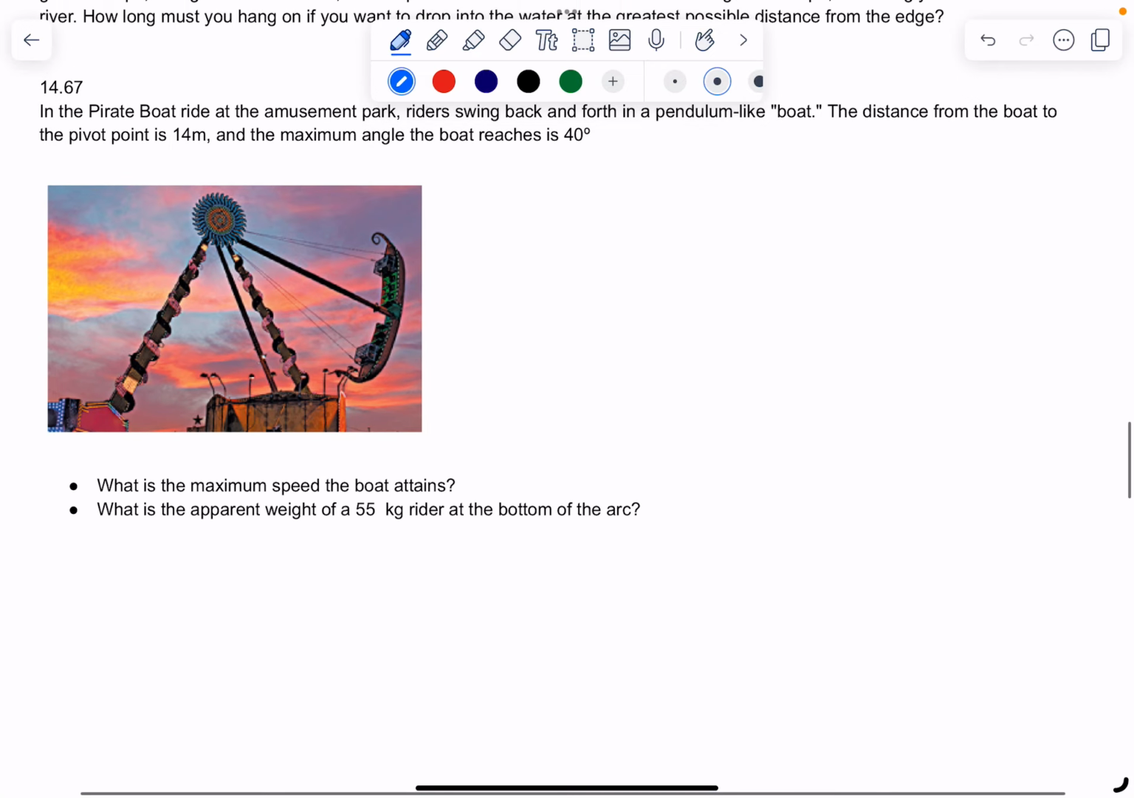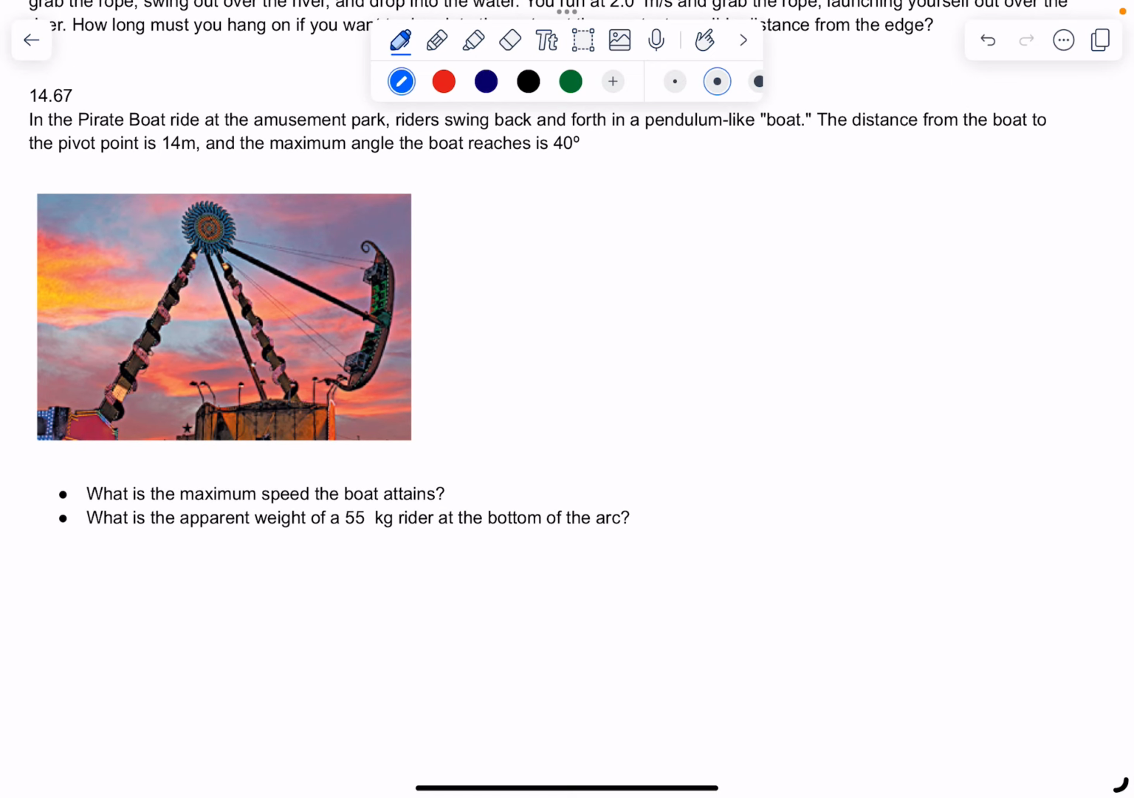All right, here we've got a pirate boat ride, amusement park. You've probably been on one of these things. It's kind of fun. The distance of the boat, the pivot, is 14 meters. So that means this distance is 14 meters, right? Let's model it over here. It'll make it a lot easier.